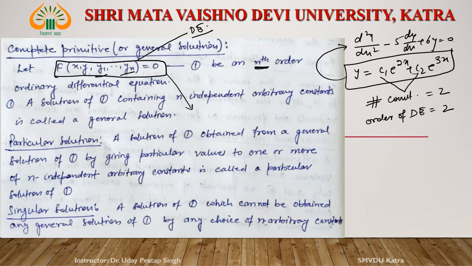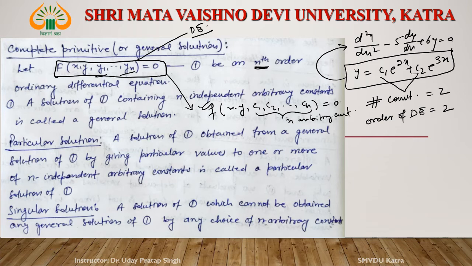Suppose the solution of this differential equation is the family of curves small f of x, y, c1, c2, ..., cn equal to 0. Okay, how many arbitrary constants? n arbitrary constants. What is the order of the differential equation? If the arbitrary constants and the order of the differential equation are the same, then this solution, this family of curves, represents the general solution of the differential equation. Okay.